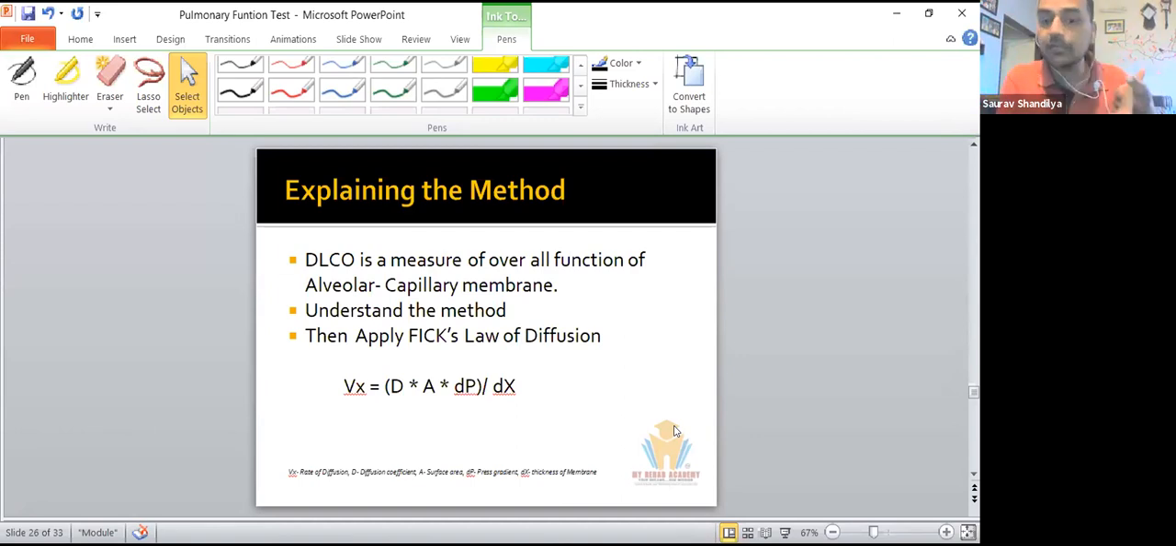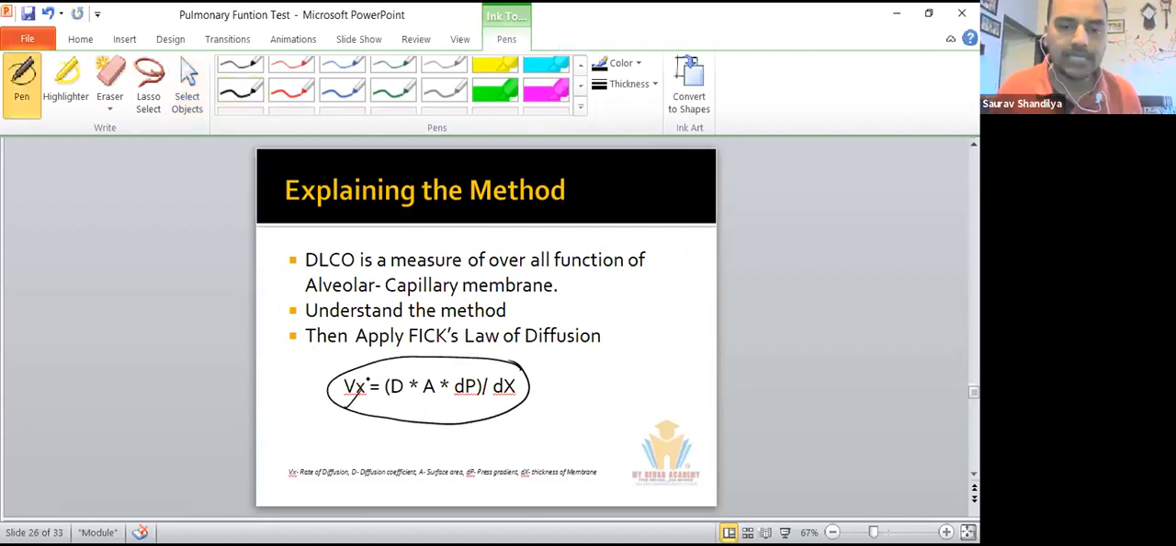Once we find that out, I'm telling you, we are well set to say that really there is some other problem also, which we are not able to get from the FEV1, FVC and other graphs. Okay, now apply Fick's law of diffusion. See, this is Fick's law of diffusion. What is Fick's law of diffusion? It's a little mathematical, Vx. Vx is the rate of diffusion. It's equal to the diffusion coefficient, which is always a coefficient factor in the mathematics, times A, the surface area of the alveoli, or the alveolar surface, and then dp, that is the pressure gradient. What is the pressure outside? What is the pressure inside? And then divided by dx. Dx is the thickness of the membrane. Now tell me one very simple thing.